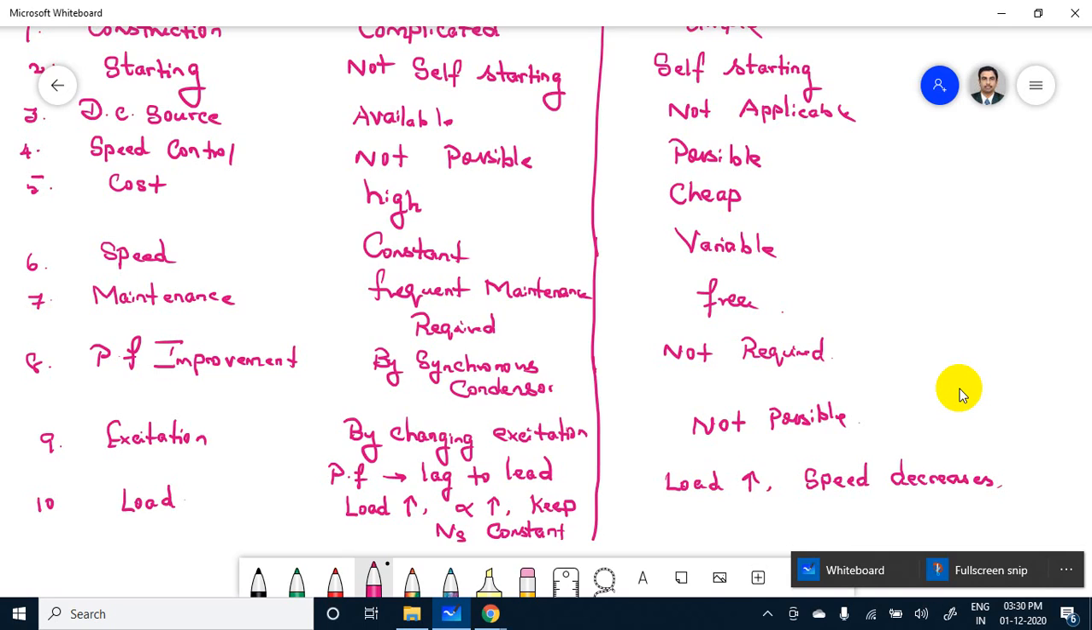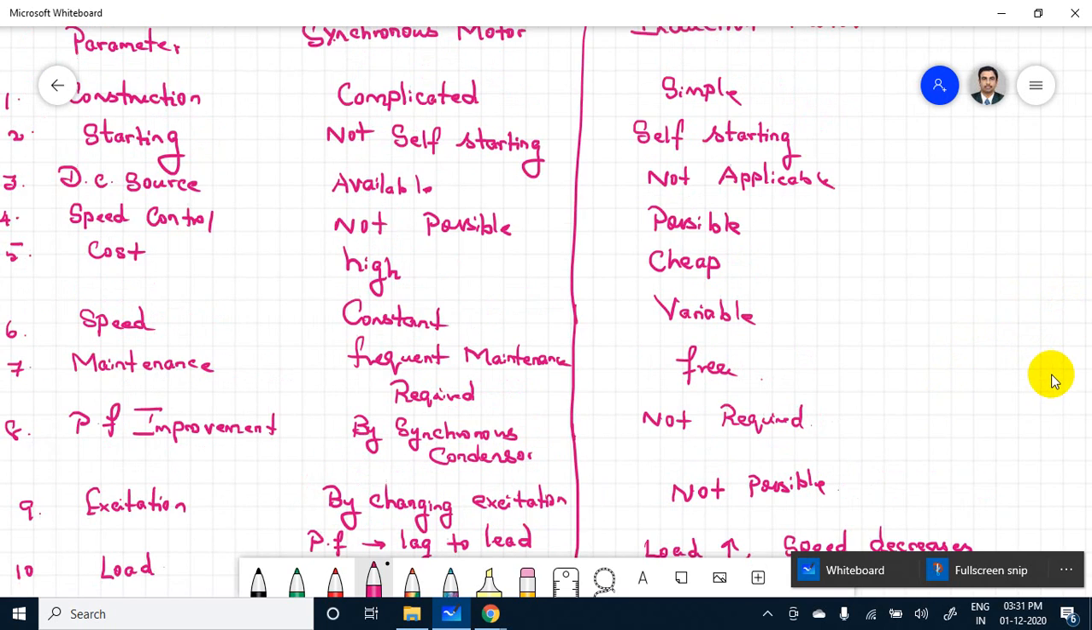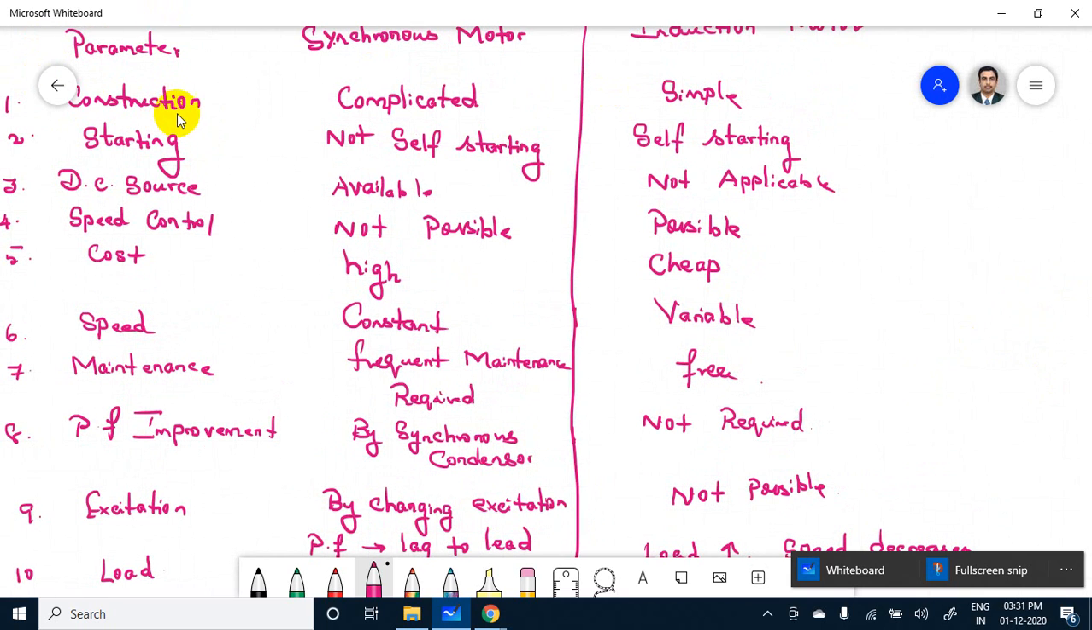So there are 10 points in the comparison of the induction motor and the synchronous motor. The first point is construction. In the synchronous motor it is complicated, but in the induction motor it is simple. In starting, the synchronous motor is not self-starting, but the induction motor is a self-starting motor. And DC source: in the synchronous motor a DC source is available for the field winding, but in the induction motor it is not required, no field, no DC source.